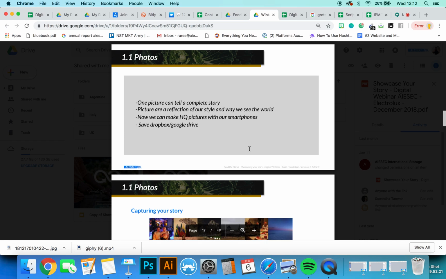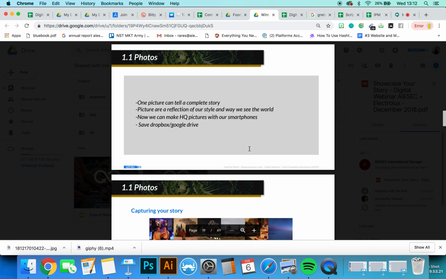And also the pictures should represent a little bit how you are as a person. So when you are taking pictures, you don't have to pose in some kind of weird way. Just be yourself in your project, in your experience, showing how you are going through that experience yourself.